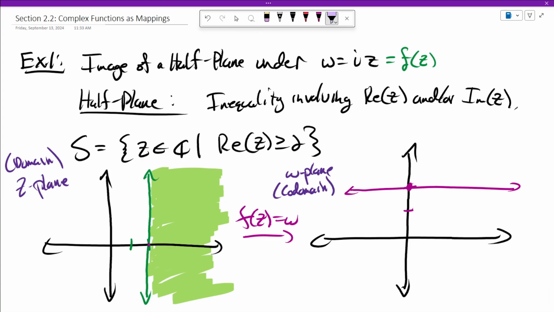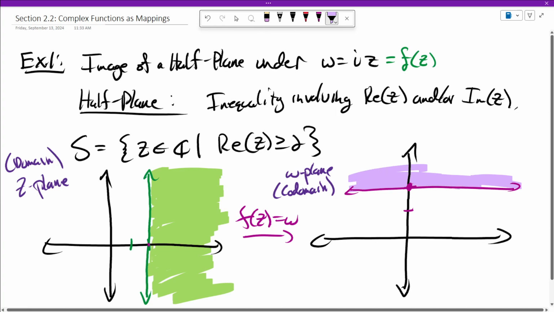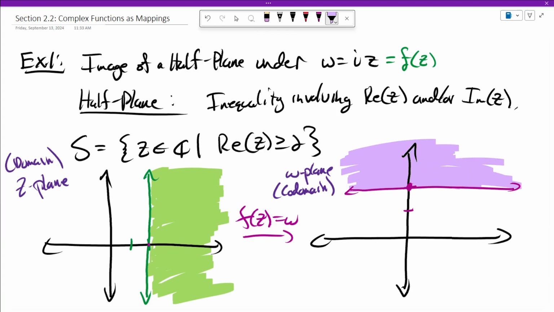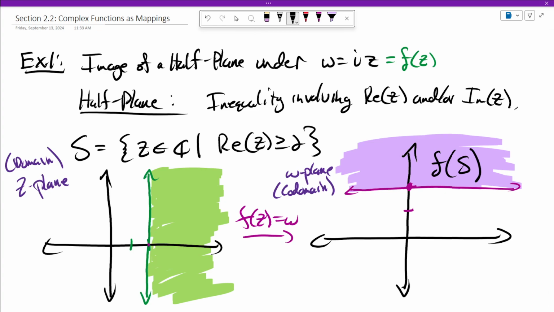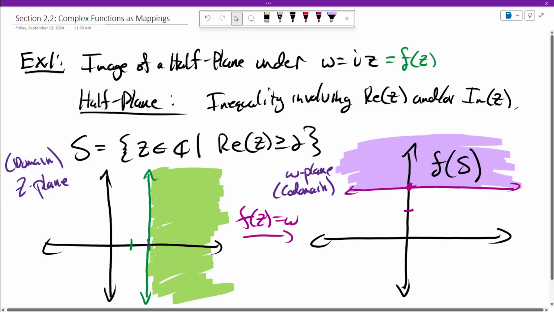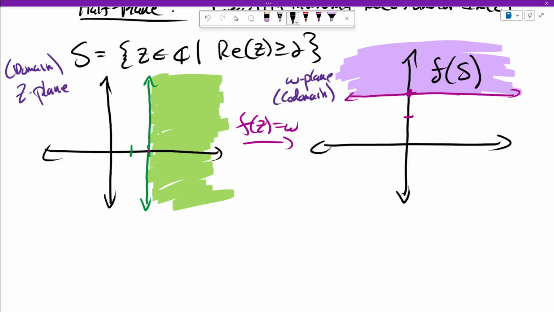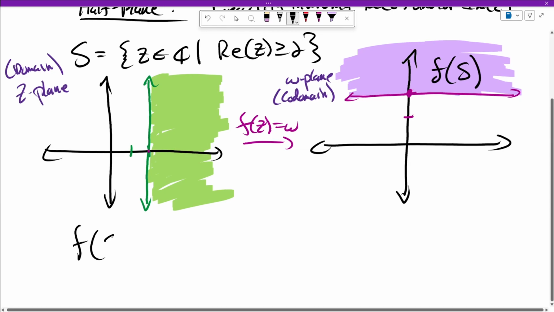And the output region is this sort of purple region here, or the image of S under f, which we'll typically write f of capital S, meaning where does f send all of S? So in this case, multiplication by i sends the half plane, real part of z bigger than or equal to 2, to another half plane, and that's the half plane imaginary part of z is bigger than or equal to 2. So we can write that out explicitly. So it's the z's in C such that the imaginary part of z is at least 2.